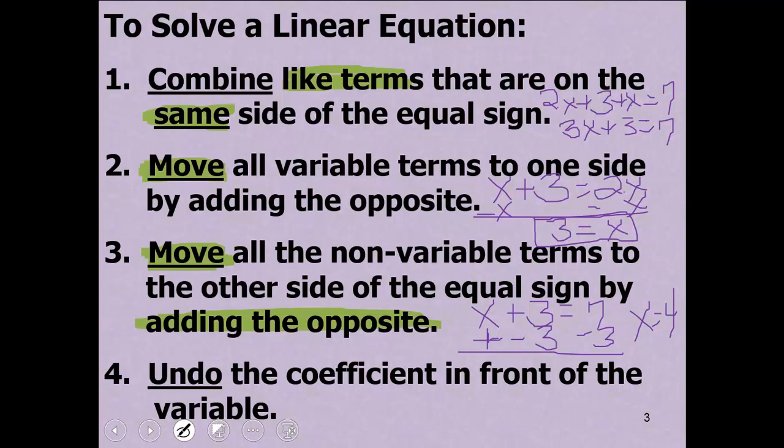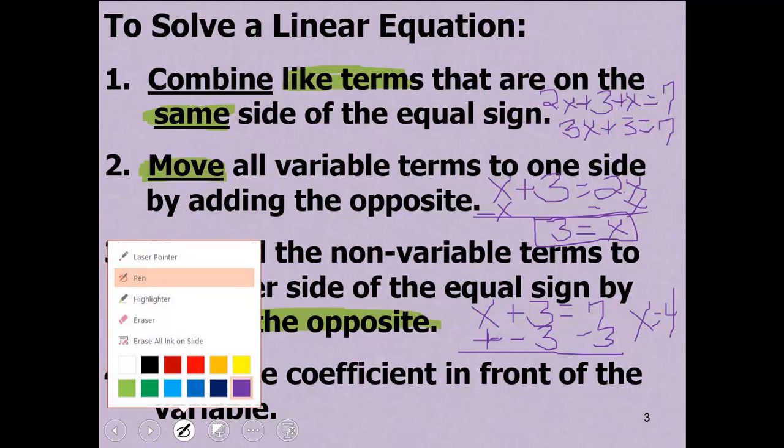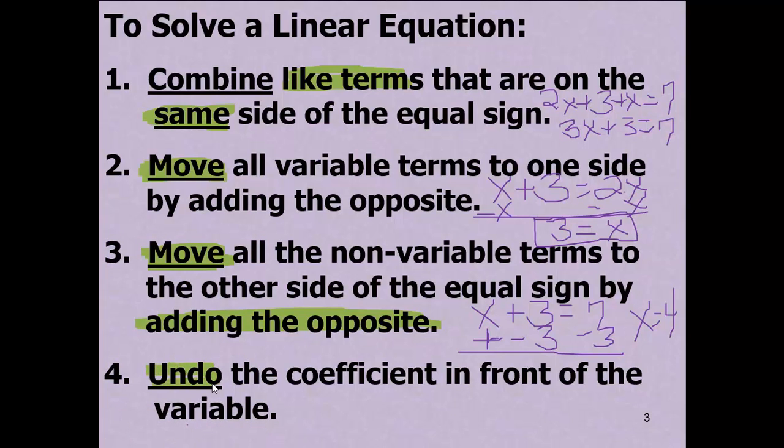And then finally, the last step is undo the coefficients. The coefficient, remember, is the number that sits right in front of a letter. So if I have 2x is equal to 4, to undo this 2 that's being multiplied, I have to divide both sides by 2, and I would get x is equal to 2. All right, so let's work through some of these and see if we can apply these 4 steps. Remember, we're going to combine like terms.